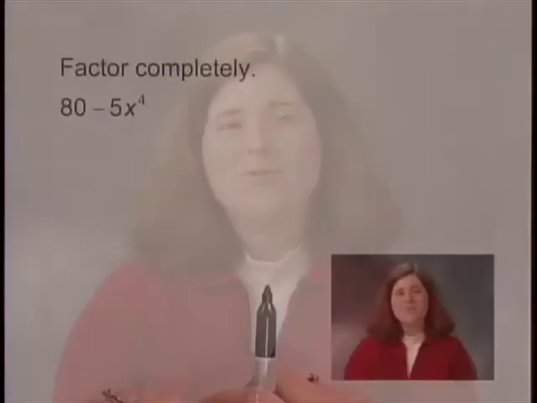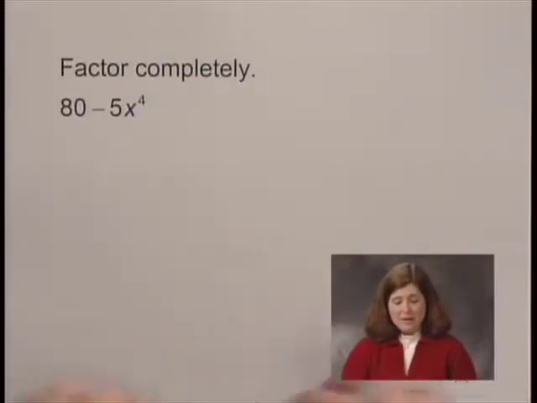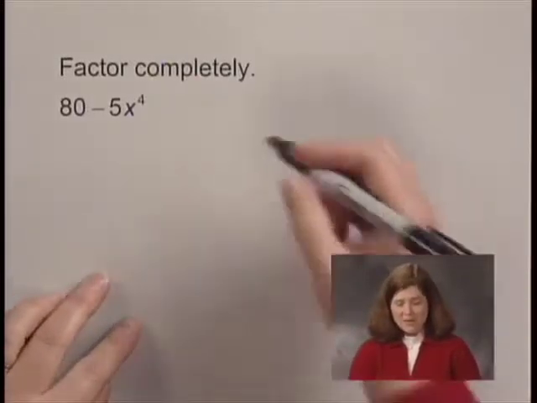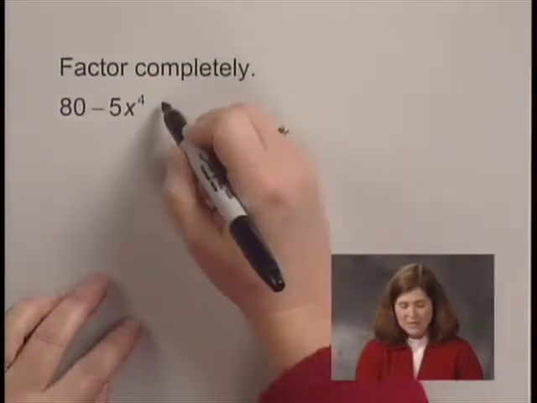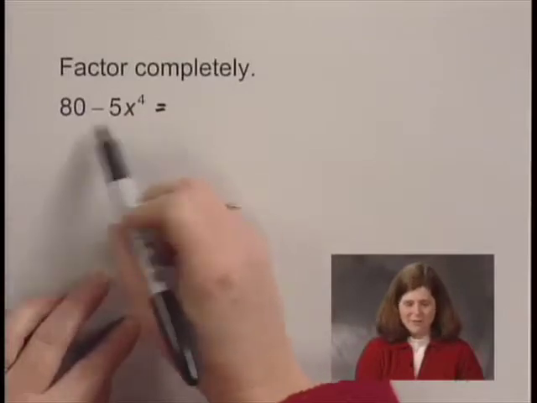In this problem, we'll factor a polynomial. We'll factor the polynomial 80 minus 5x to the fourth. To factor this, we factor out a common factor, and the common factor is, first of all, 5. We first of all check for a common factor, and there is one.